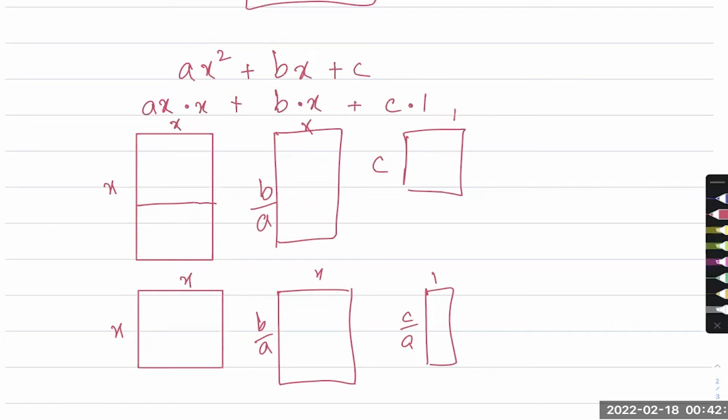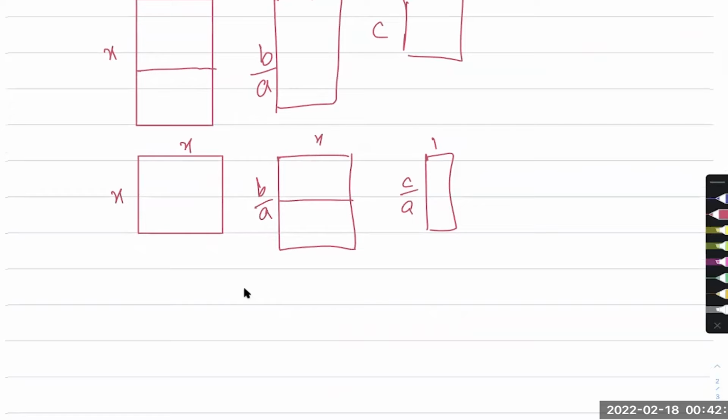But all I'm doing is basically taking a as common. This is like saying take a as common here. If I take a common, what do I get? x squared plus b over a x plus c over a. So I haven't really changed much here. Now the next thing I would do is divide this into two parts. So if I divide this into two parts, what is the length of each of these? It's b over 2a, right? b over a was the total length, so I've divided it by 2. Clear?